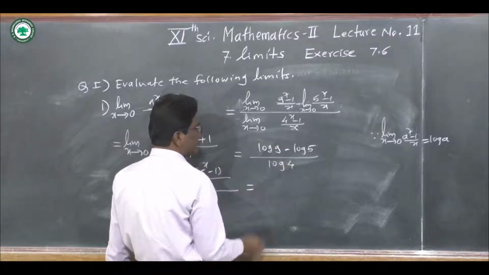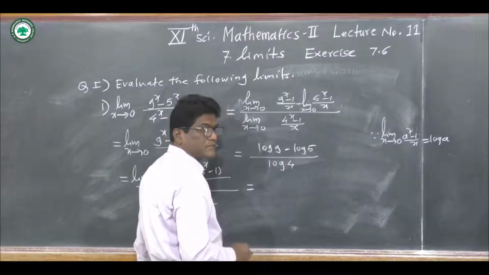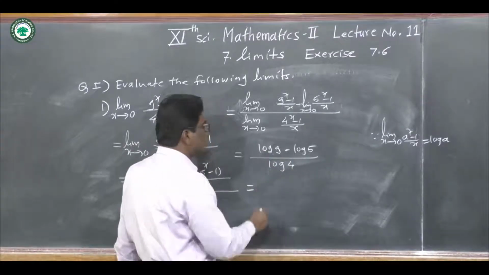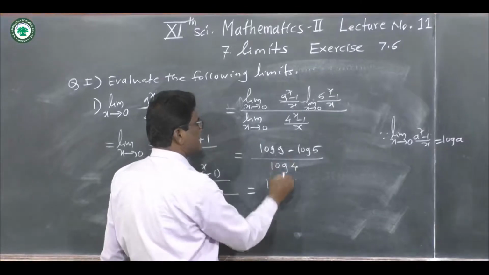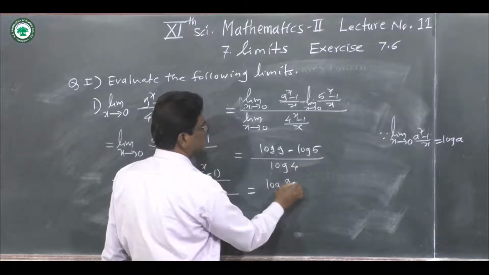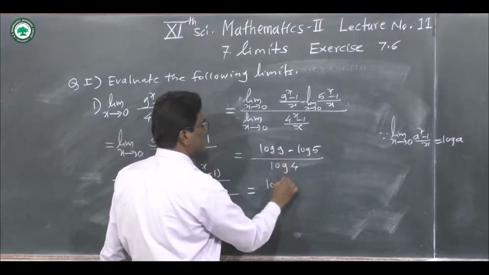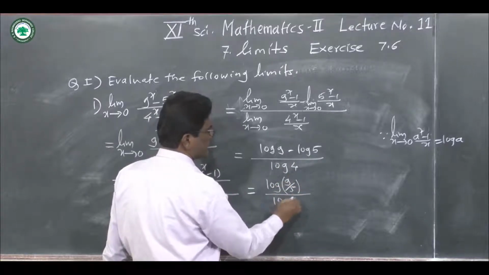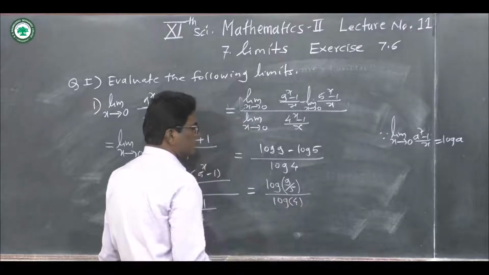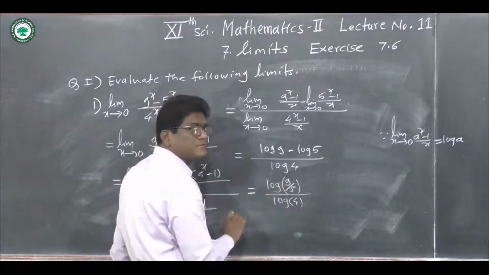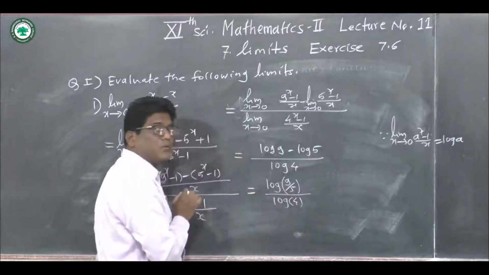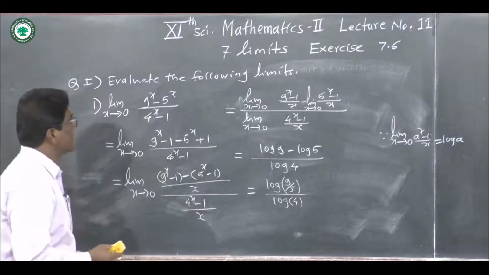Now take log common. When there is an addition or subtraction, we take log common. When it is minus, take log of 9 upon 5, divided by log of 4. This is the final solution. Don't cancel this log and log. This is log of 9 by 5 upon log of 4. This is the solution of the first problem.